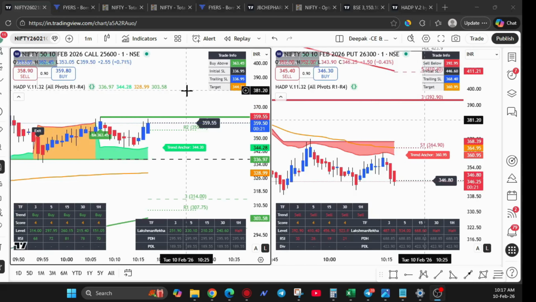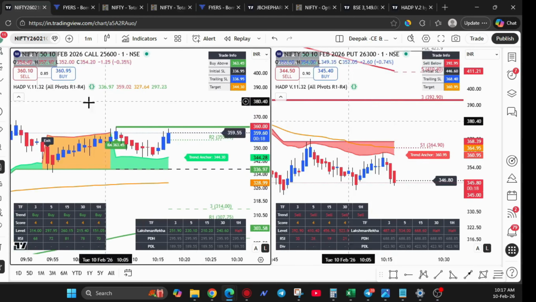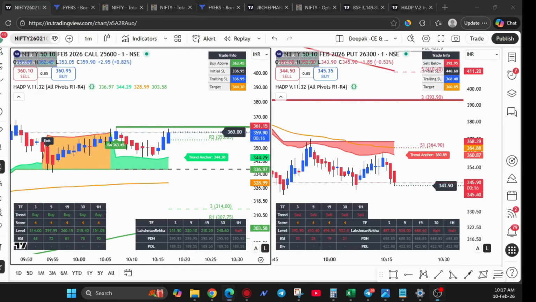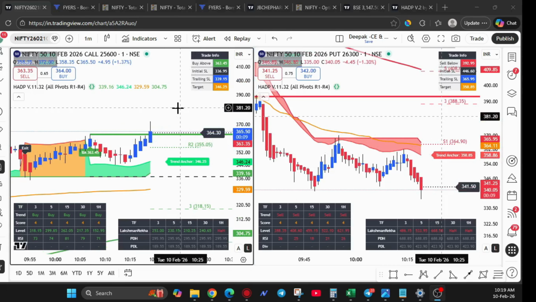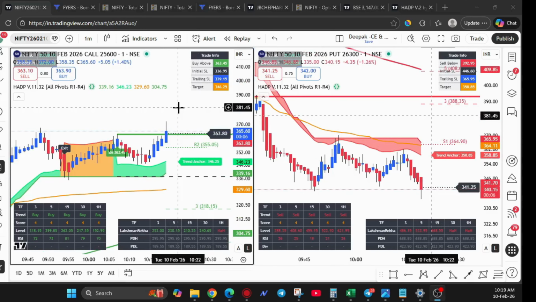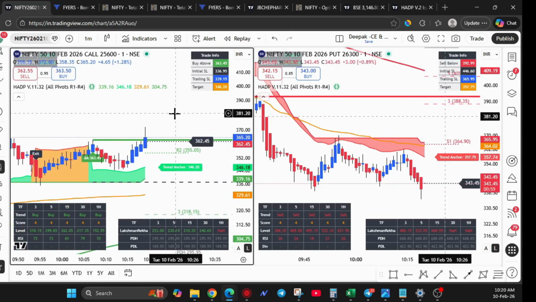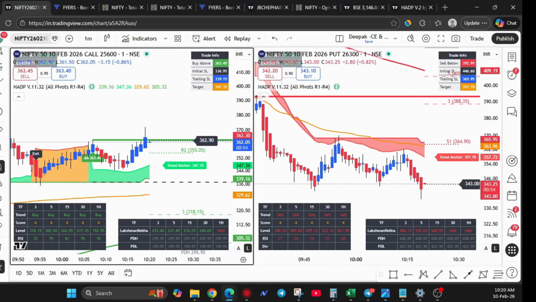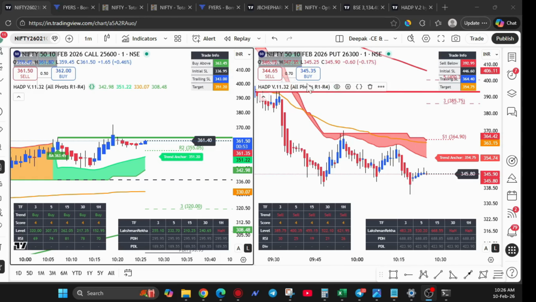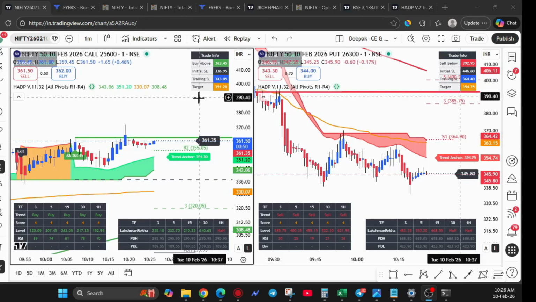Price is very close to that buy above now, still not broken. Crossed, buy active now. Let's see what it does. After entry, it is still sitting at 361.35. Let's see what it does.